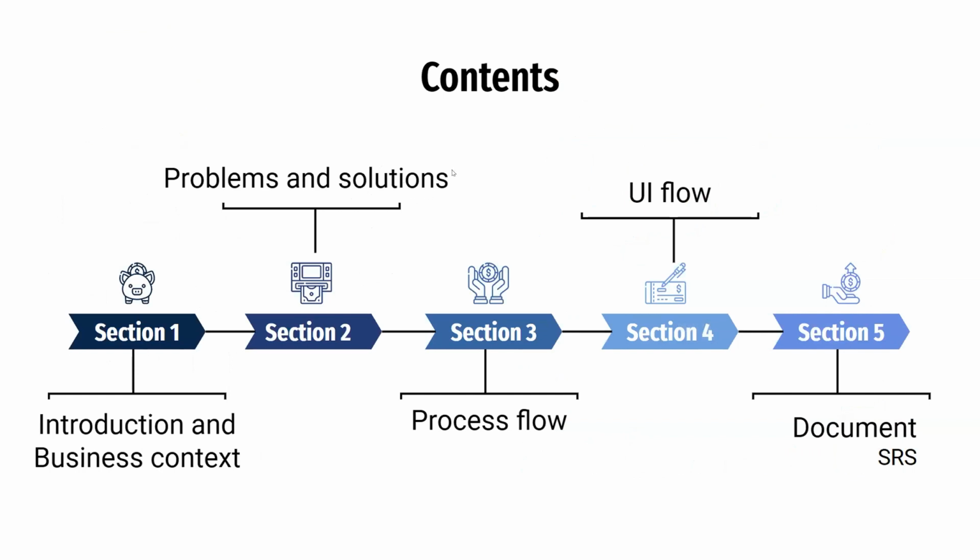Okay, the contents: I have 5 sections in my presentation. The very first one is introduction and business context. The second one is problems and solutions. Number 3 is process flow. Number 4 is UI flow. And the final one is the SRS document. I have written this SRS for a long time, so I would like to share it with you at the end of my presentation.